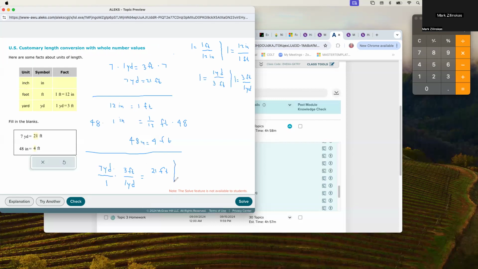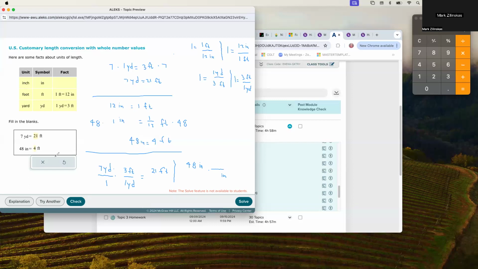Okay, so I could do the same thing here for 48 inches. Okay, so I start off with this 48 inches. And if you don't want to write it as a fraction of 1, you don't have to. I mean, it's just one way of approaching it. But think of it this way. I want to get inches out. So I want that to be in the denominator.